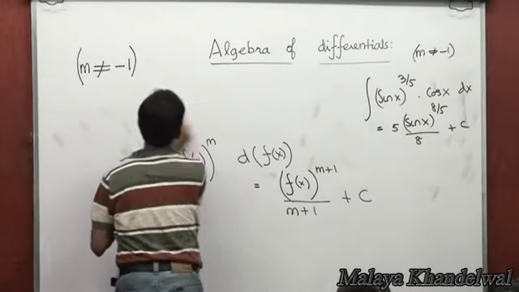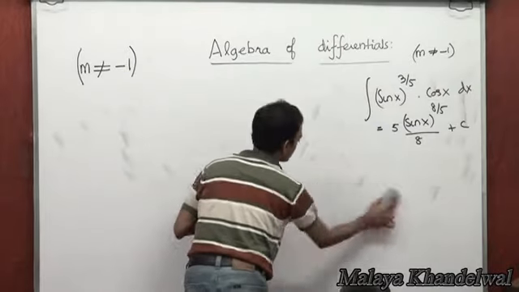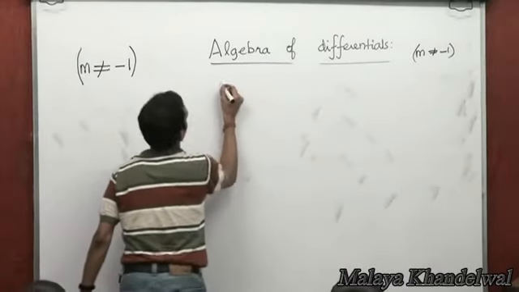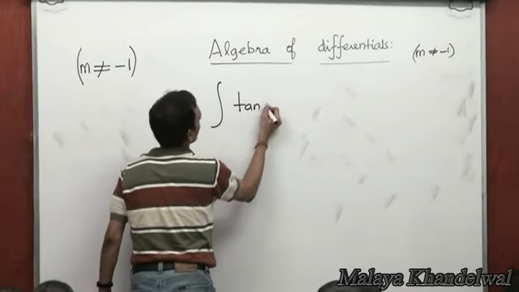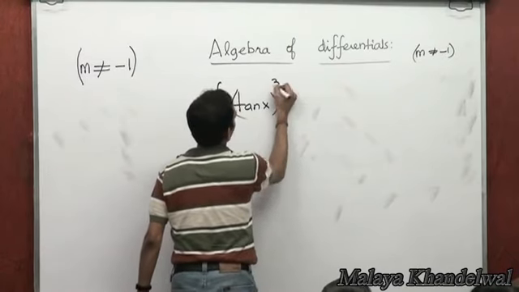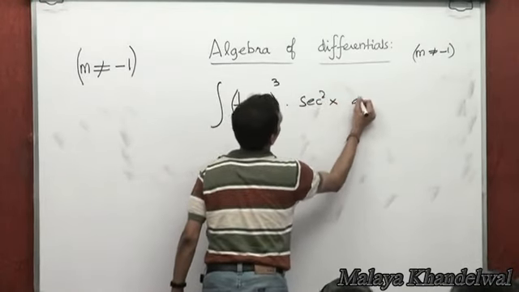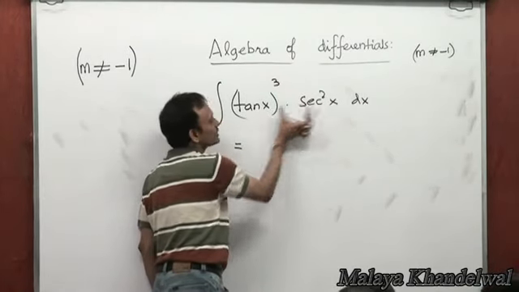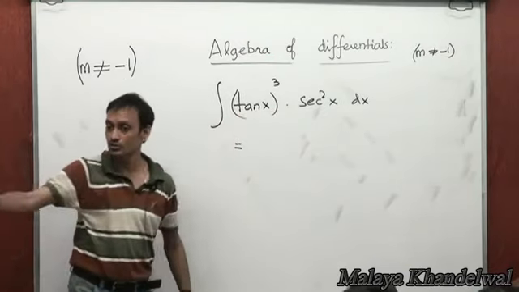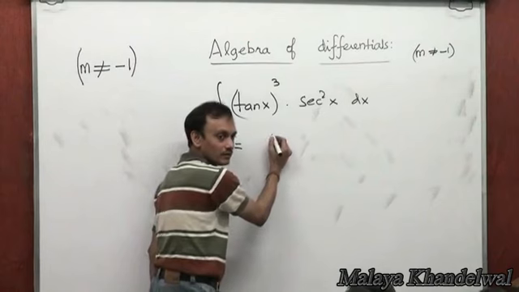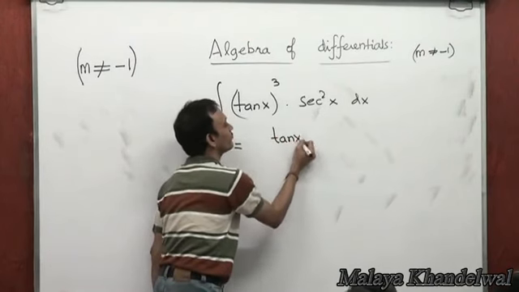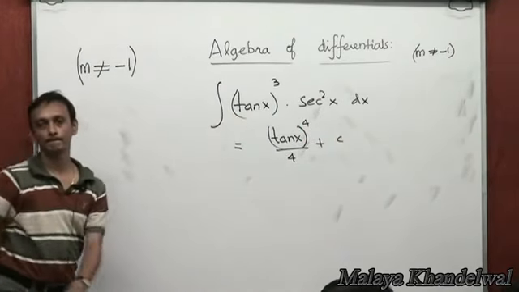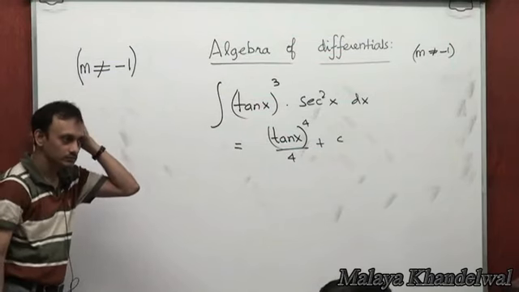Now, if I had the integral of tan x to the power 3 into sec squared x dx, what would this be? This is a function raised to a certain power, and what is this? This is the derivative of tan x, so it belongs to that template, and this is going to be tan x to the power 4 by 4. Right, let's see.